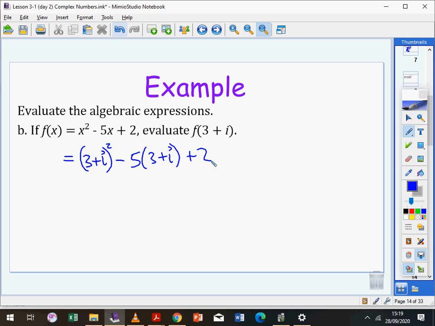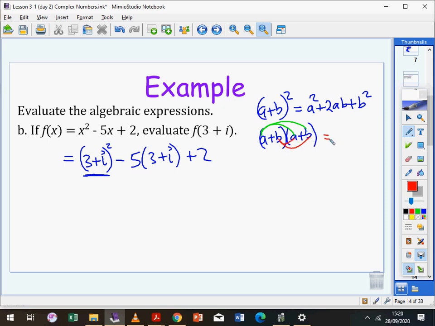So to solve this, like I said, treat them the same way you treat real expressions. I hope you remember that the expansion of a plus b squared is a squared plus 2ab plus b squared. Or if you want, you can go the long way, say a plus b times a plus b, and then you FOIL. This goes with this, this goes with that. You FOIL this, and then you end up getting the same thing if you expand it.